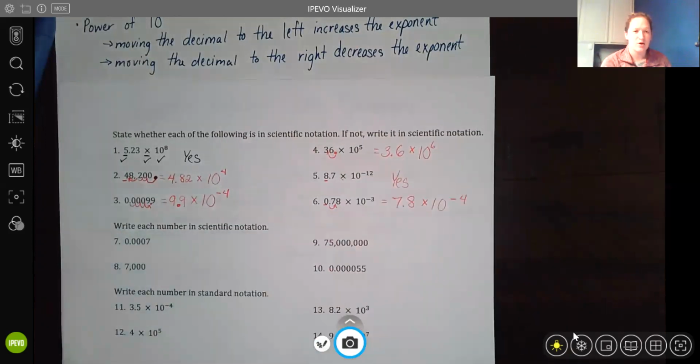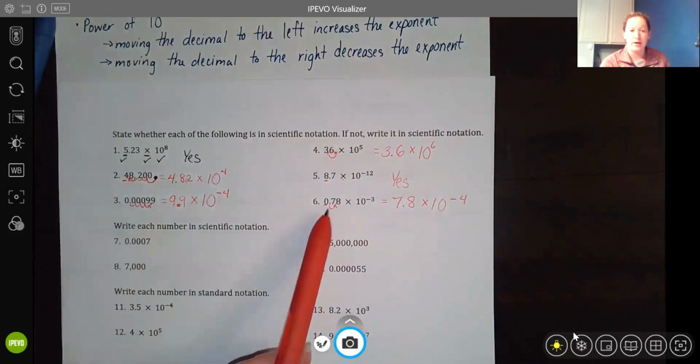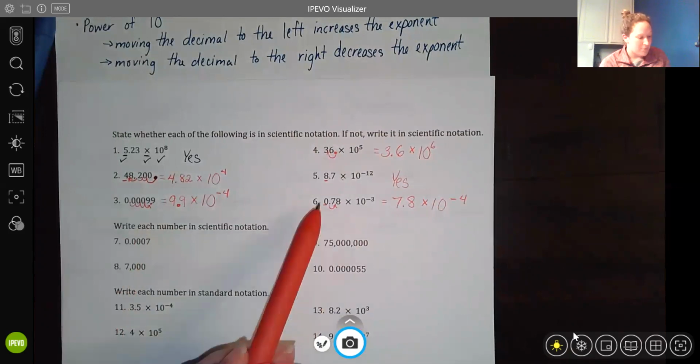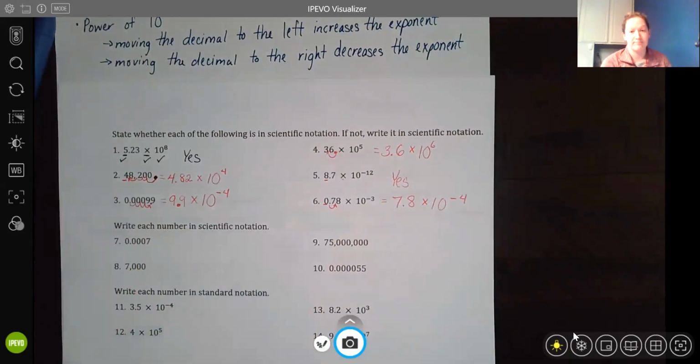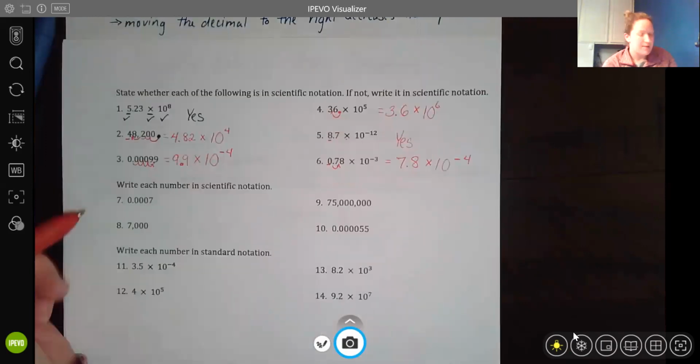You can almost think about if I had started with this kind of a number, and you could imagine that this person made a mistake and only moved the decimal 3 times to the right, but they should have moved it 4. So it was in between the 7 and the 8. I'm not going to spend a lot of time here.